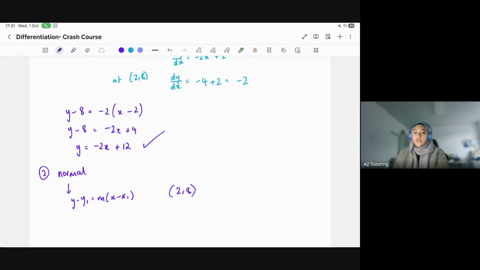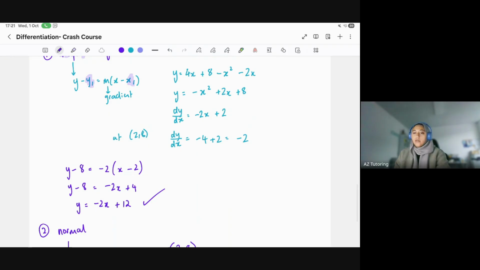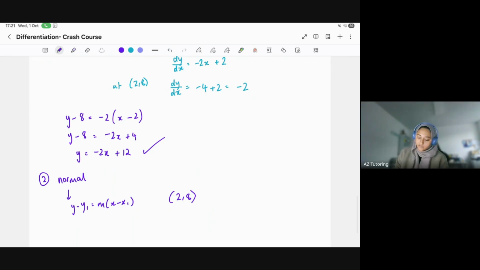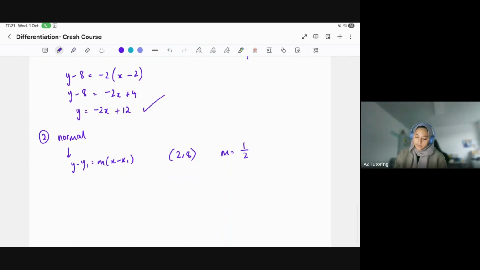And we just need to find the gradient at that point. Now, because we've already found dy over dx of the tangent, all we need to do is the negative reciprocal. So I'll just say m equals, remember minus 2 is minus 2 over 1. So flipping that over, we get a half, and changing the sign from a negative to a positive. So our gradient is a half. So our equation is y minus y1, which is 8, equals m, which is a half, times x minus 2.